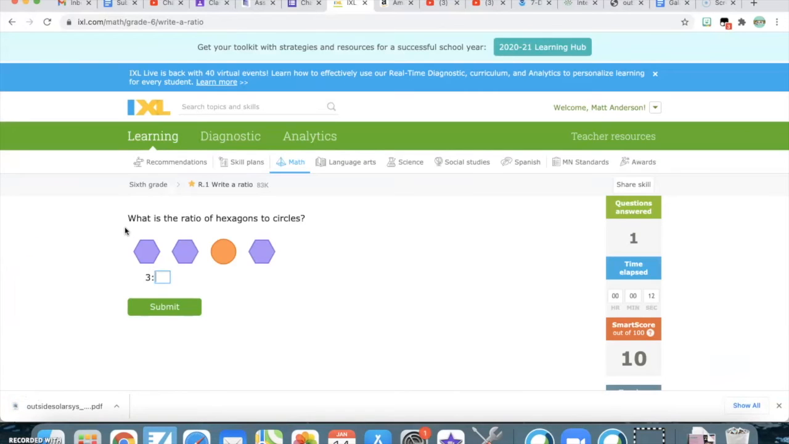Okay? All right, now let's look at your IXLs. So the first IXL, you just have to write the ratio. So basically, you're doing a lot of counting. Okay? So what is the ratio of hexagons to circles? Okay, so it's asking for hexagons first. Remember, hexagons have 6 sides. Okay, and they already counted that. I just need the second number. Hexagons to circles. There's 1 circle. Submit. Right? Not too bad.